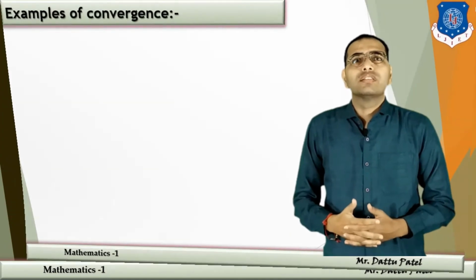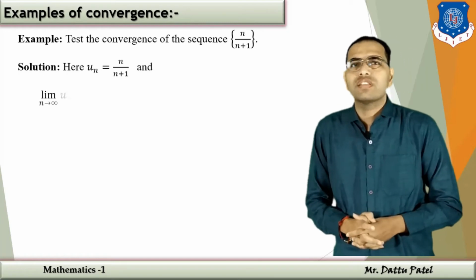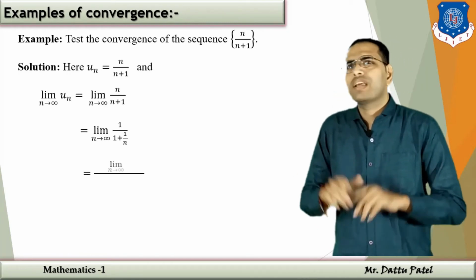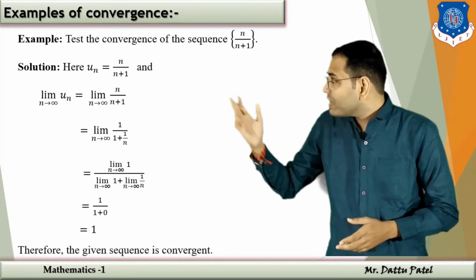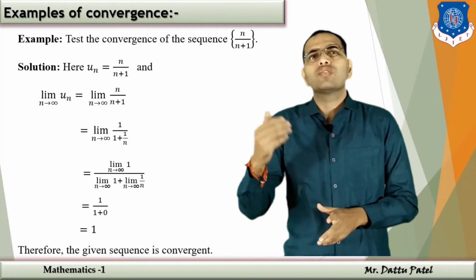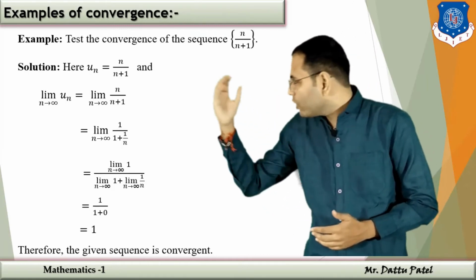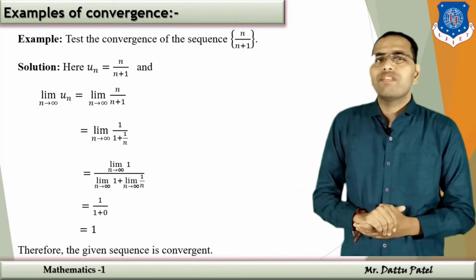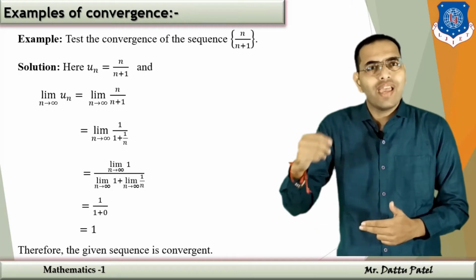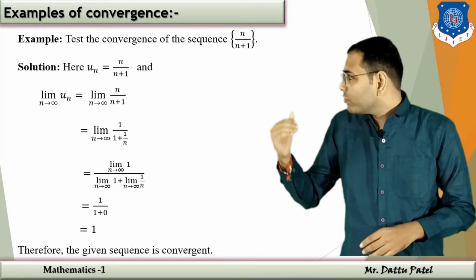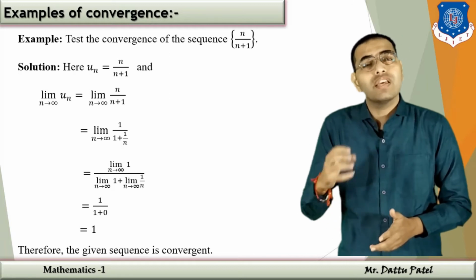Now let's see the examples of convergence. The first example is to test the convergence of the sequence in curly brackets n upon n plus 1. The curly brackets indicate the sequence. Then our nth term u_n equals n upon n plus 1. Now applying the limit n tends to infinity, we take n common in the denominator and numerator. Then we get limit n tends to infinity of 1 upon 1 plus 1 upon n. Now applying n tends to infinity, we get 1 upon 1 plus 0. Then the answer is 1, which is finite. Therefore our sequence is convergent.